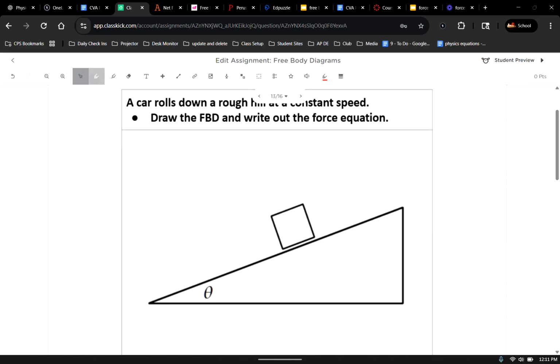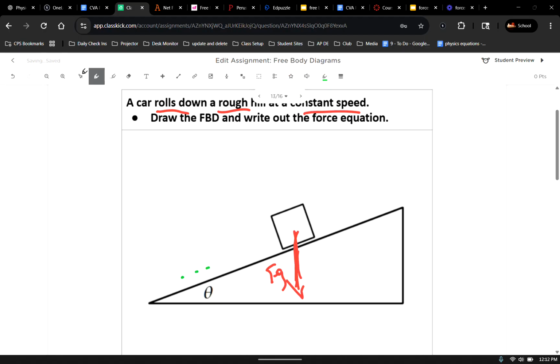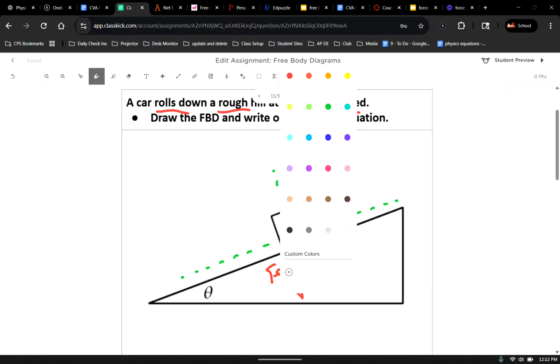Car rolls down a rough hill at a constant speed. So we got friction this time. So you're gonna draw FG straight down. I would maybe just dot this so you know it's not actually there, this is just your axes to line things up. And then, well, here, no, let's keep drawing the forces.